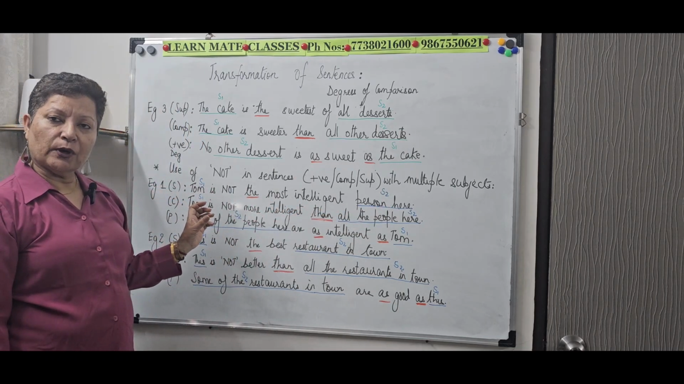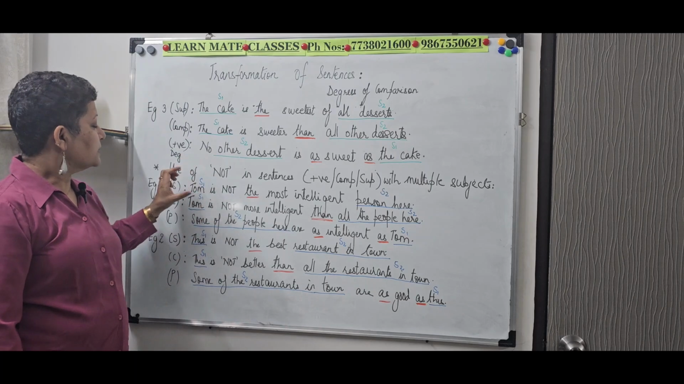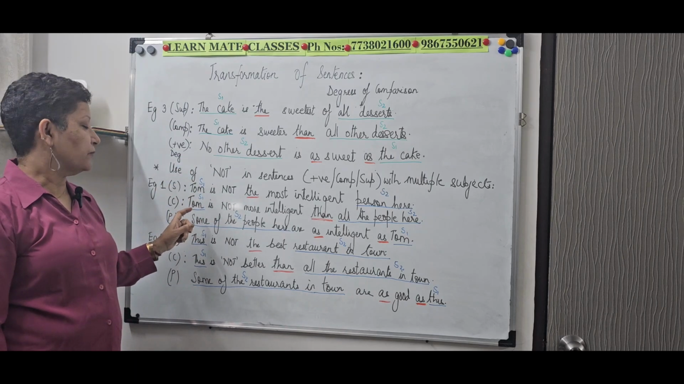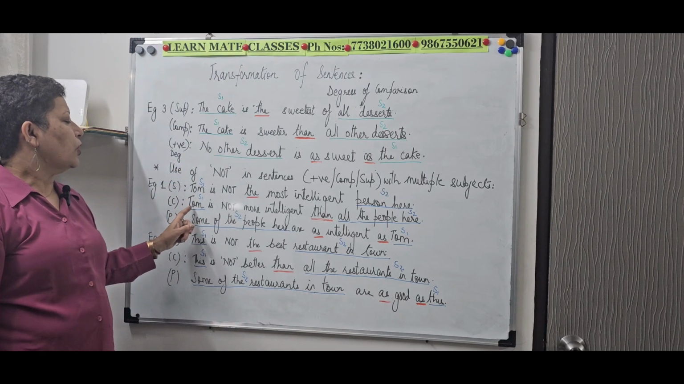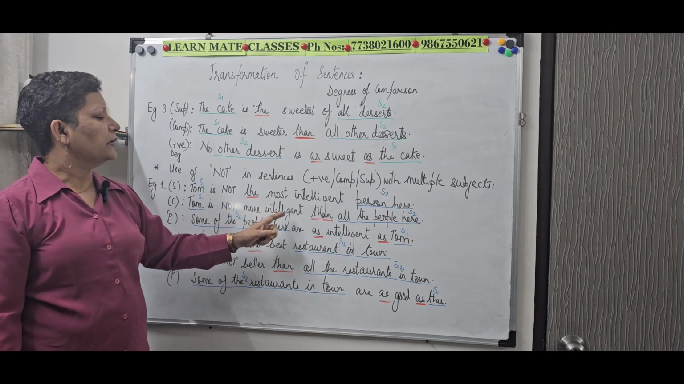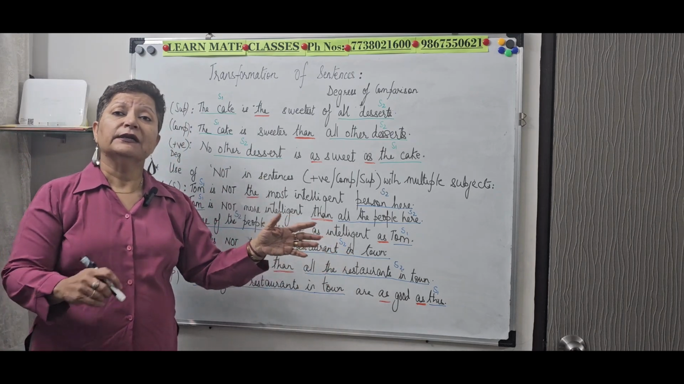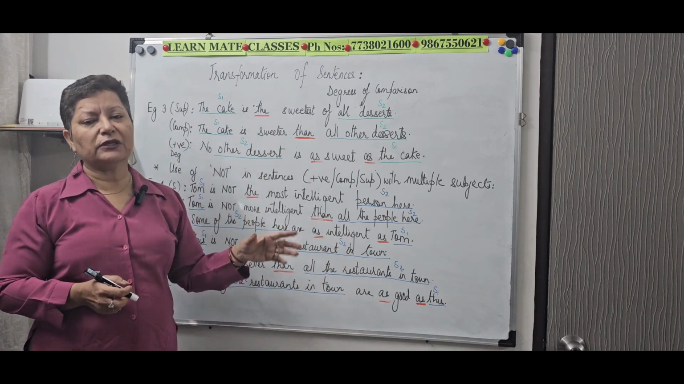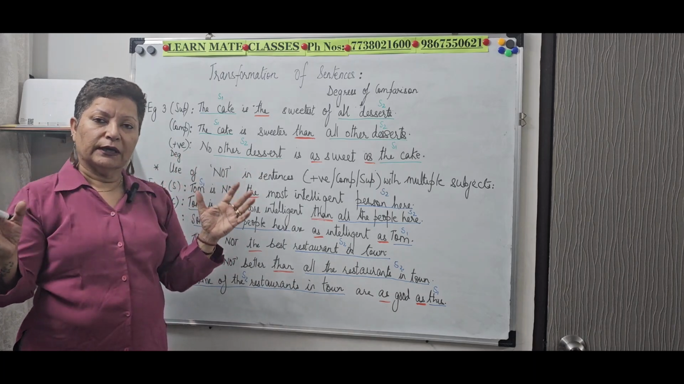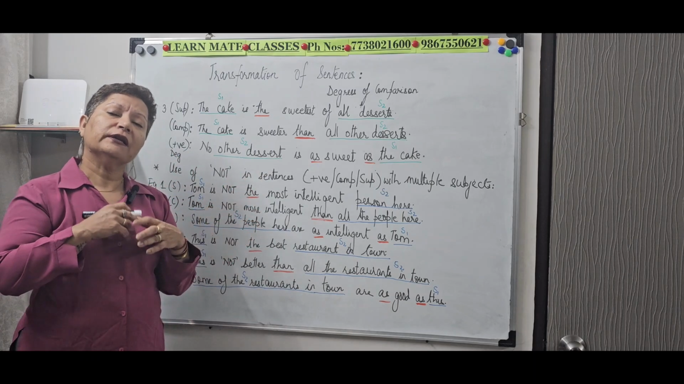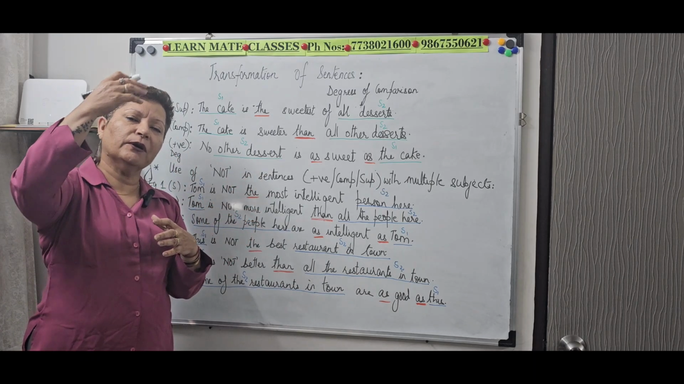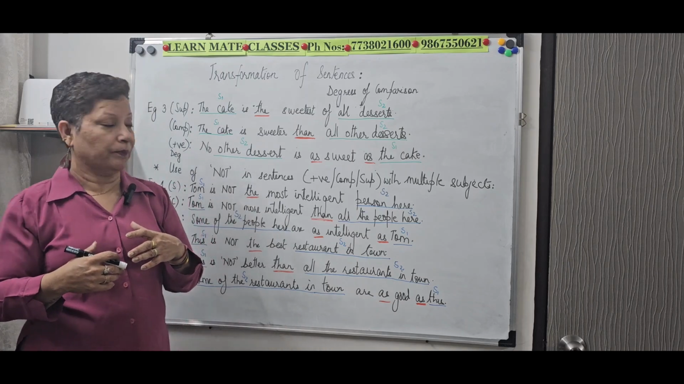When I transform into comparative, Tom, the subject one, is still going to remain in the front. And I will then write, Tom is not more intelligent than all the people here. Some of them are still more intelligent. We are talking about him not being more intelligent than all of them. There are some who are above Tom and there are some who are below Tom.